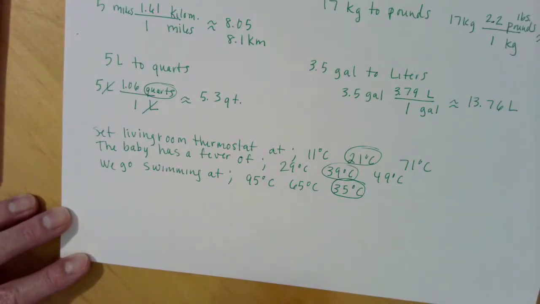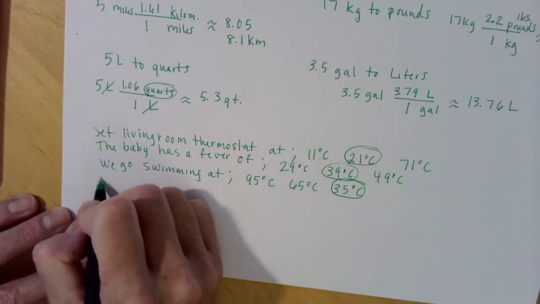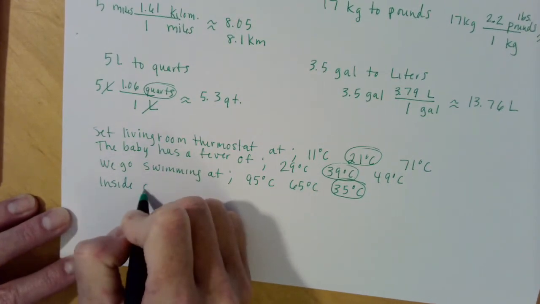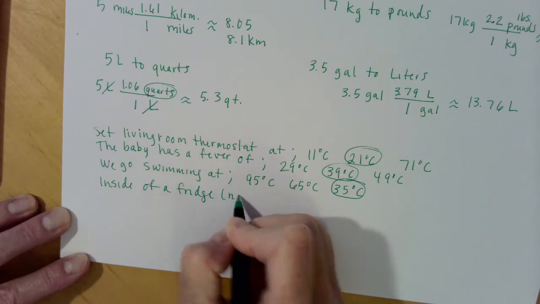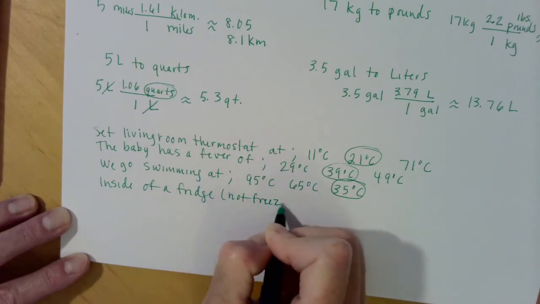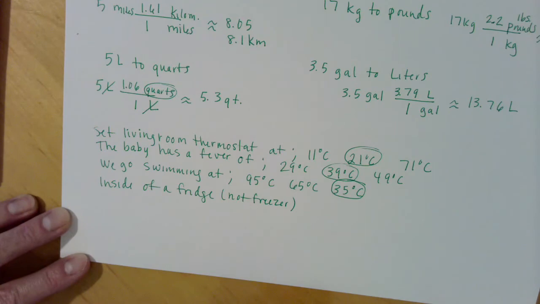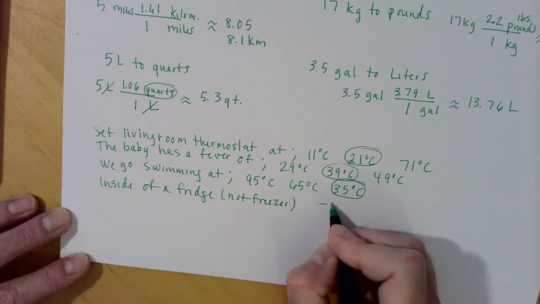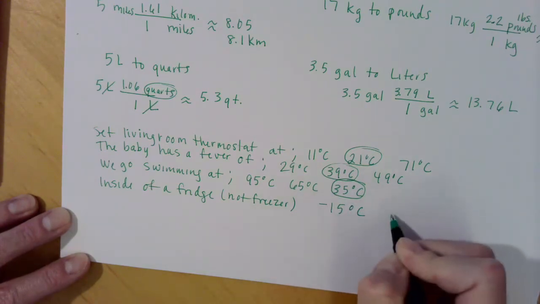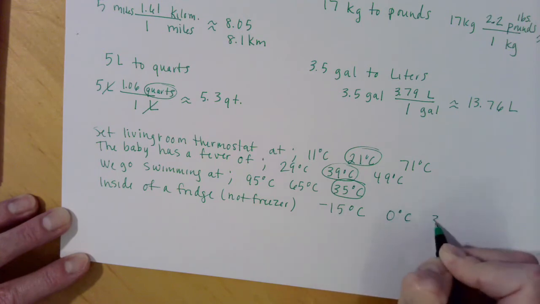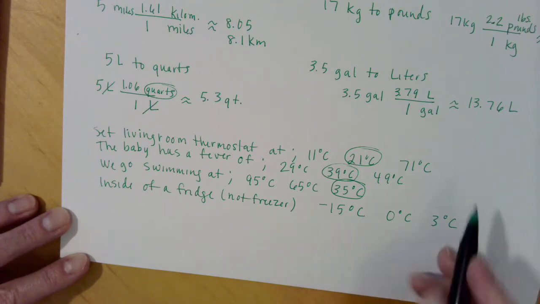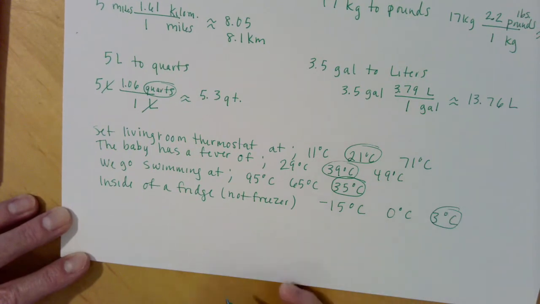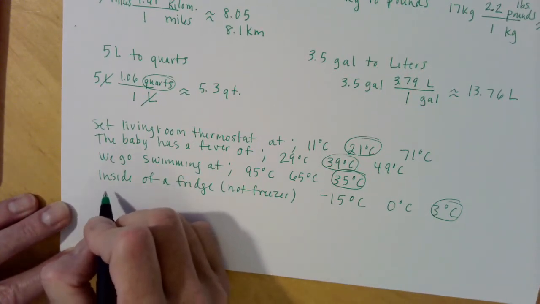Because that's pretty warm. Alright, how about, what's the inside of a fridge? And keep in mind, I'm not talking about a freezer. So not the freezer, just a fridge. Okay, we don't want to freeze it, so it's got to be more than 0. And here's the choices: negative 15 degrees Celsius, 0 degrees Celsius, or 3 degrees Celsius. Well, we know it can't be below freezing, and we know 0 is freezing, so our fridge must be 3 degrees, right?